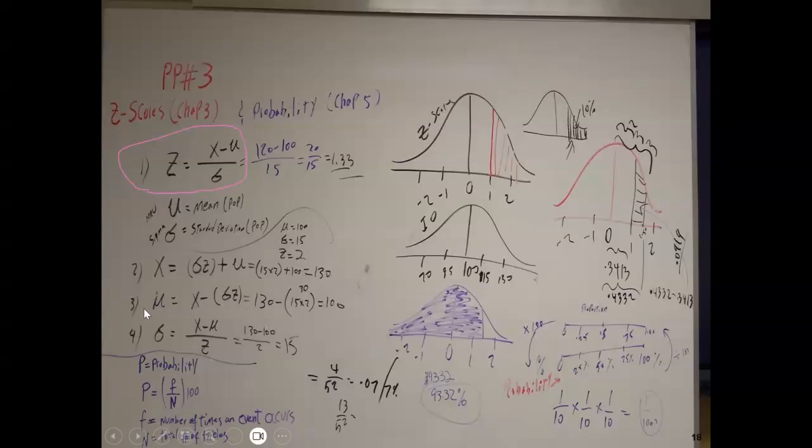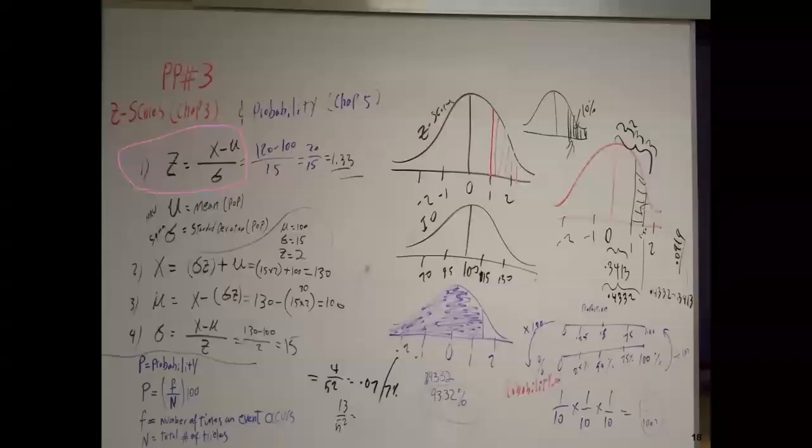And in the same token, if I ask you what the population mean is, that's formula number 3. The mean is equal to x, your score, which in this case is 130, minus sigma times z. And sigma, the standard deviation for IQ, is 15. In this case, your z is 2. That gives you the mean for our test, which is IQ, 100.